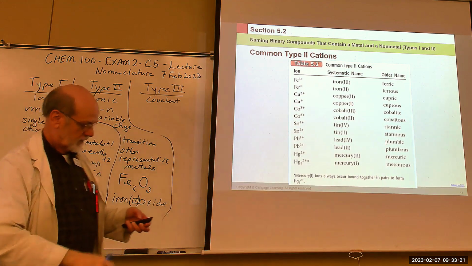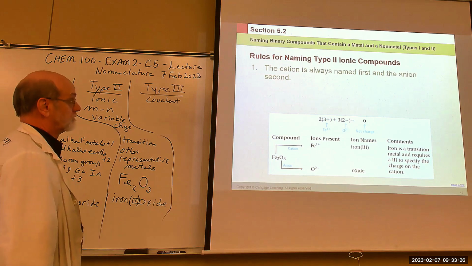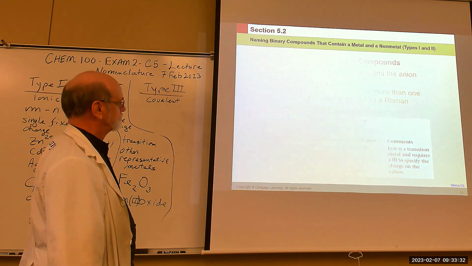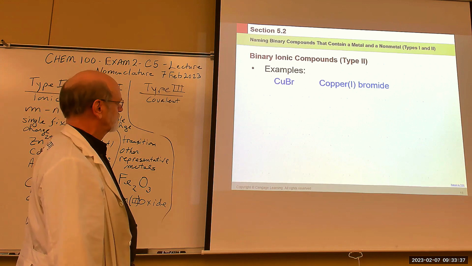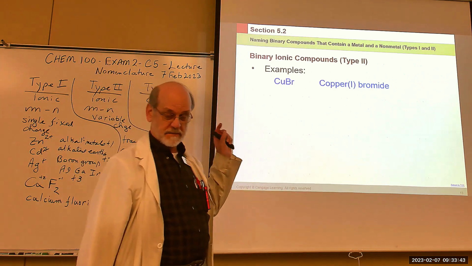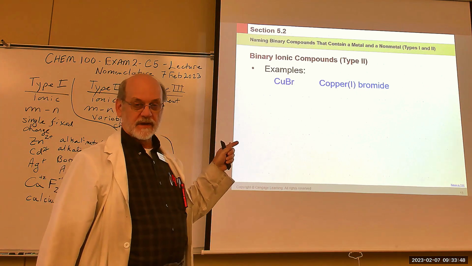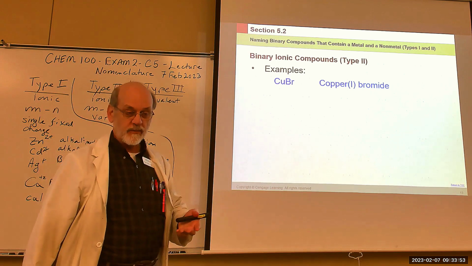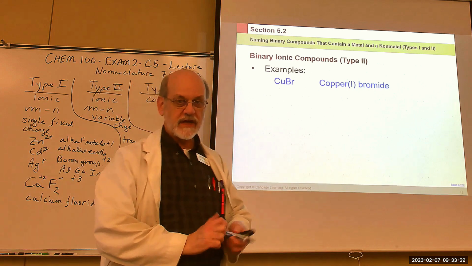All right. So we did one of these already with iron. Here's an example. Copper 1 bromide. How do we know to put a Roman numeral there? We find it on the periodic table, and it's not one of the fixed charges. And your periodic table will also give you charges, right? And you can use the periodic table when you take an exam.